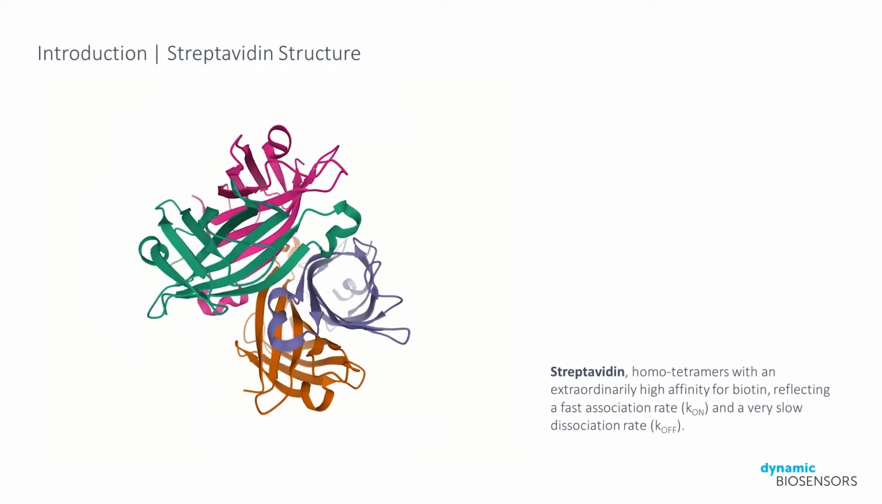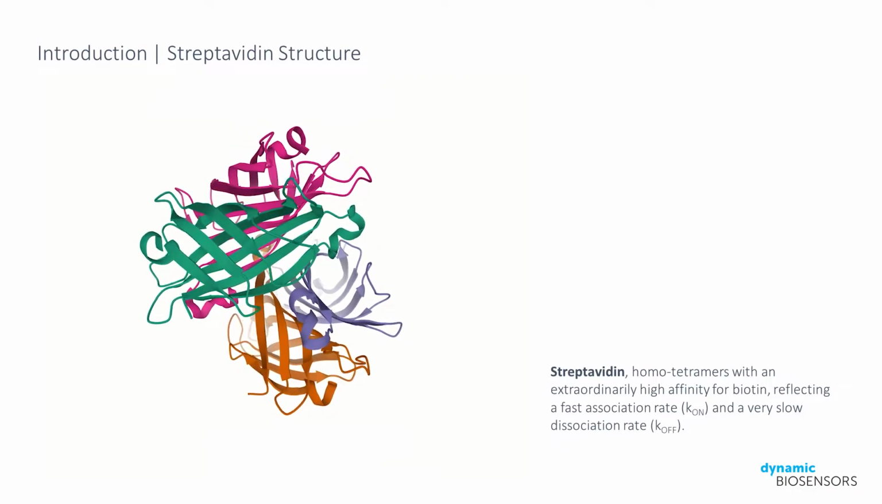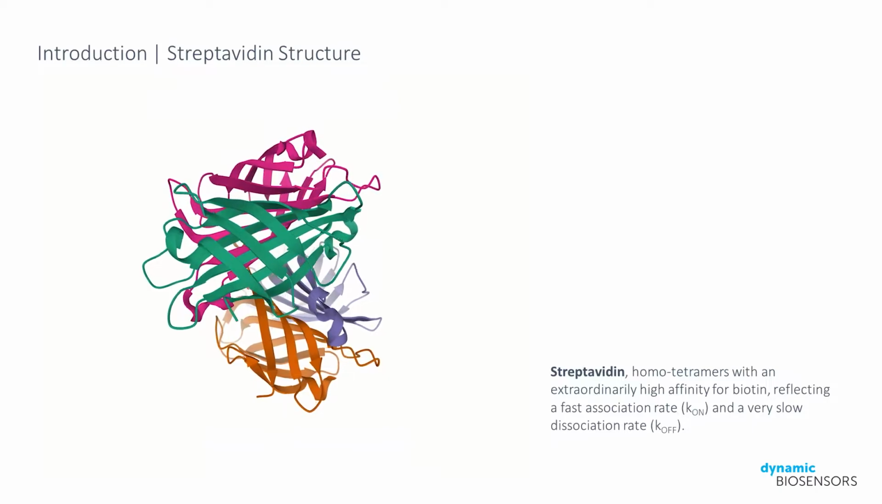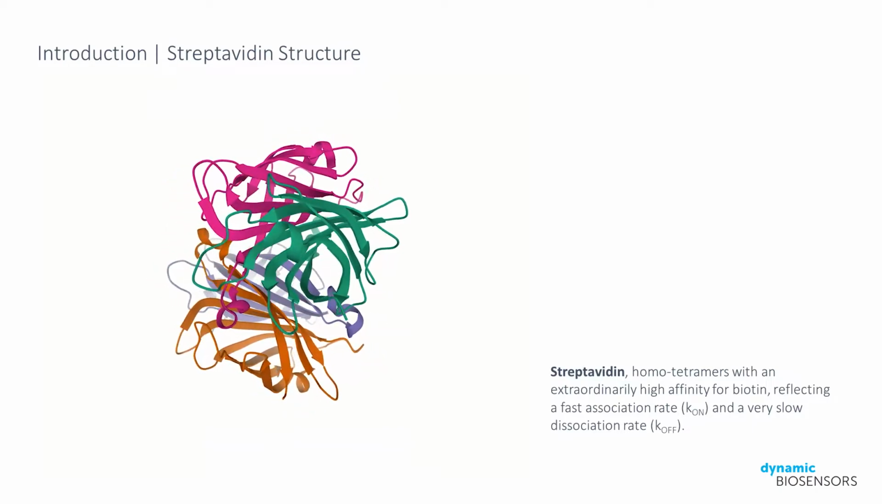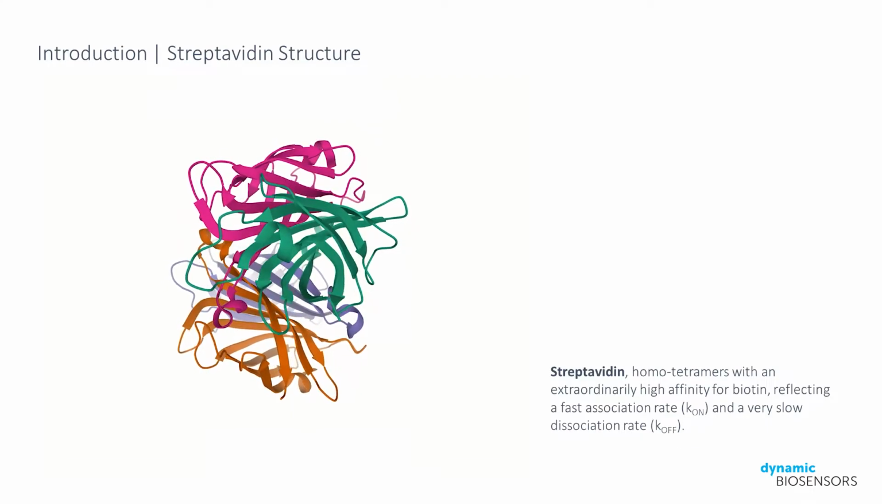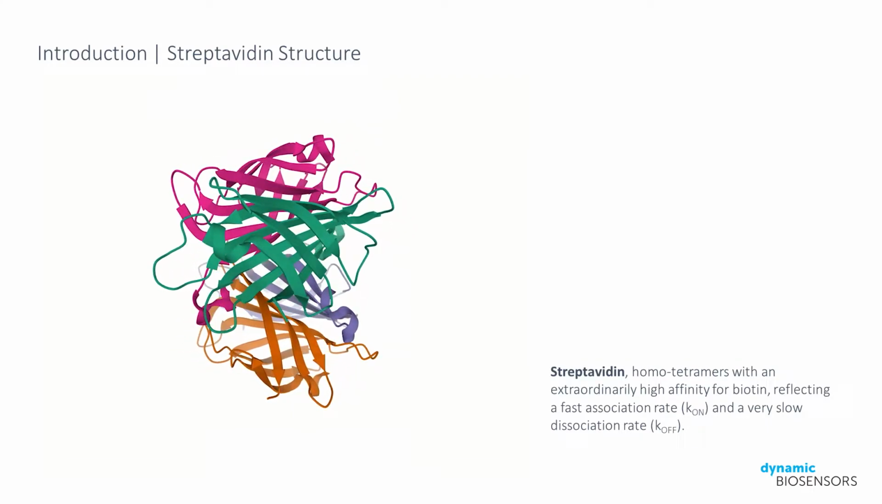Our example molecule, streptavidin, is a homotetramer with an extraordinarily high affinity for biotin. The binding of biotin to streptavidin is one of the strongest non-covalent interactions known in nature.